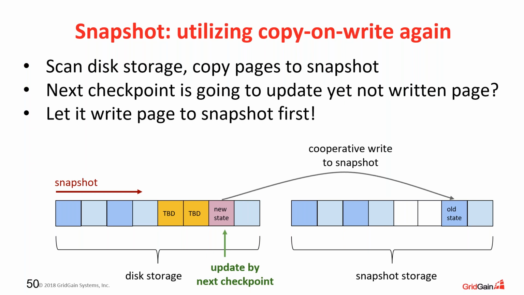It's nearly simple and it looks approximately like the copy on write that we implemented in checkpoint, but now we do it in a bit another way. We don't use an in-memory buffer, we just force the checkpoint thread to perform extra work. It performs a cooperative write to snapshot. So basically it's the same copy on write and it's just performed synchronously.